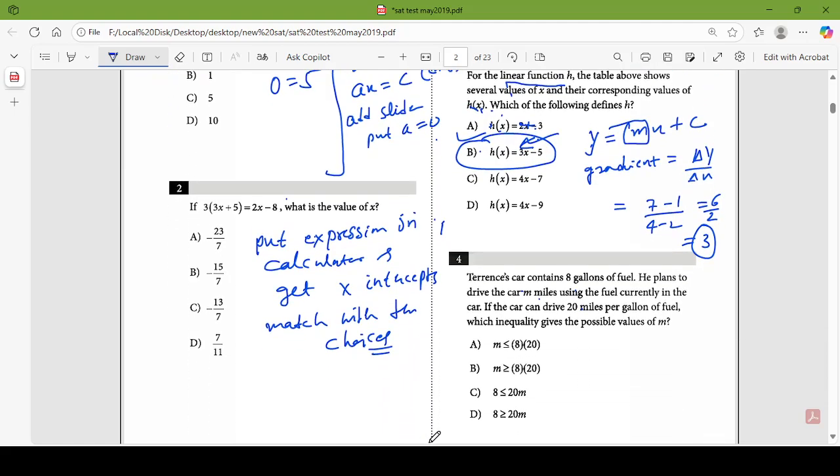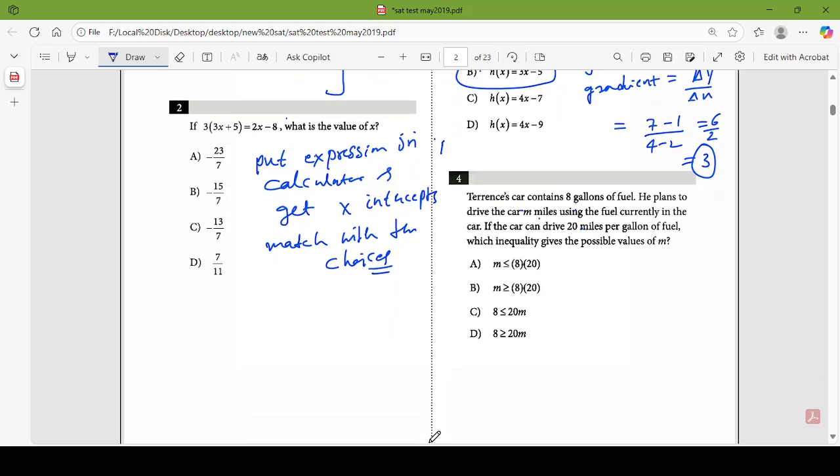Now question number 4 is an inequality based question. 8 gallons of fuel, plans to drive m miles and mileage is 20 miles per gallon. So just think what is the maximum distance you can go with, 20 into 8, 160. So the actual distance should be less than or equal to 160. It can't exceed 160. So answer is A.